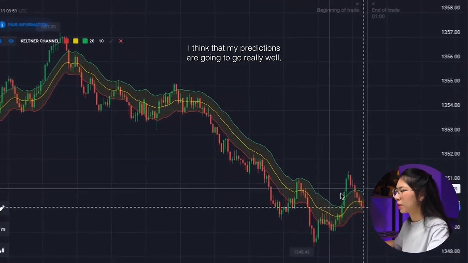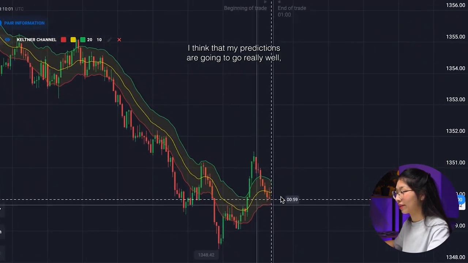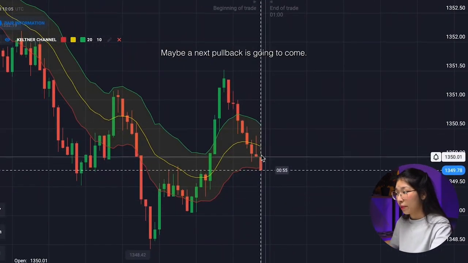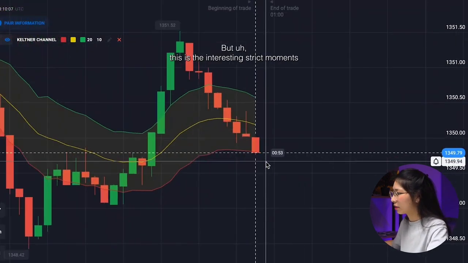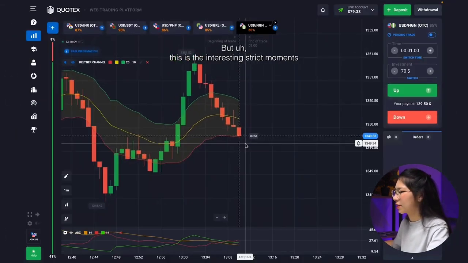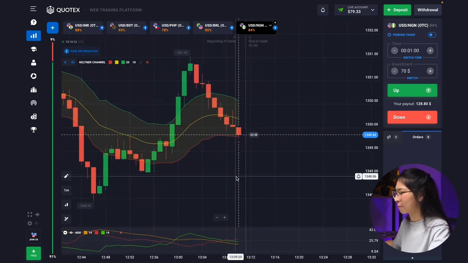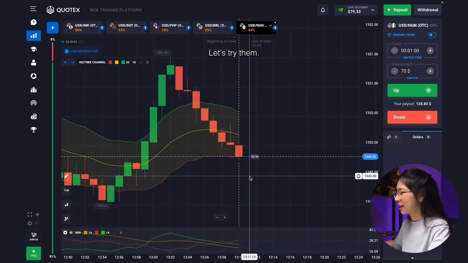I think my predictions are going to go really well because you see there's a great wick right over here. Maybe a next fallback is going to come, but there are interesting strict moments with Indian bears. Okay, let's try them.